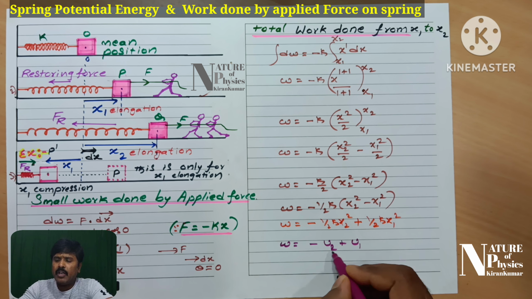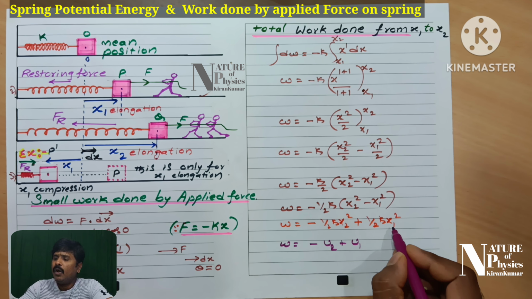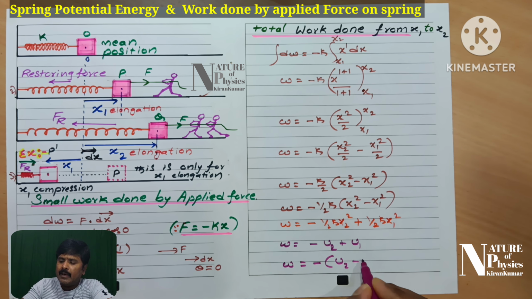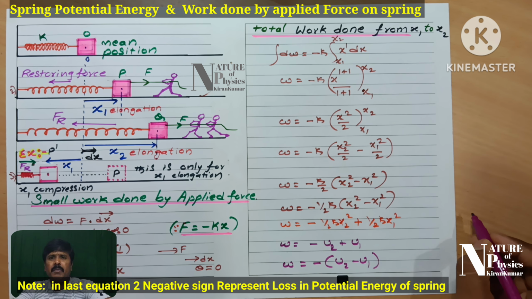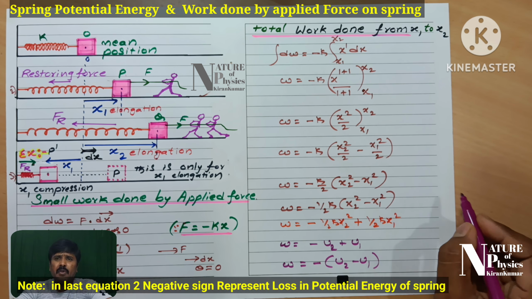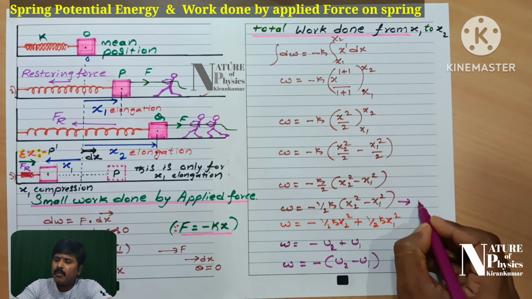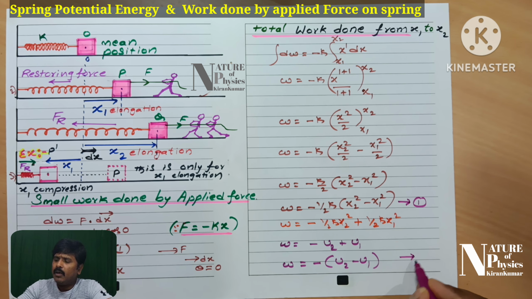Due to the x2 elongation, the potential energy of the spring is U2, and due to the x1 elongation, the potential energy is U1. We can also write W is equal to minus, common, U2 minus U1. This is clear information about the elongation of the spring: due to the elongation, the spring has potential energy. So we got both the work done by the restoring force and the work done by the applied force. The relation is also clearly given. Here the equations are represented: this is equation number 1 and this is equation number 2.